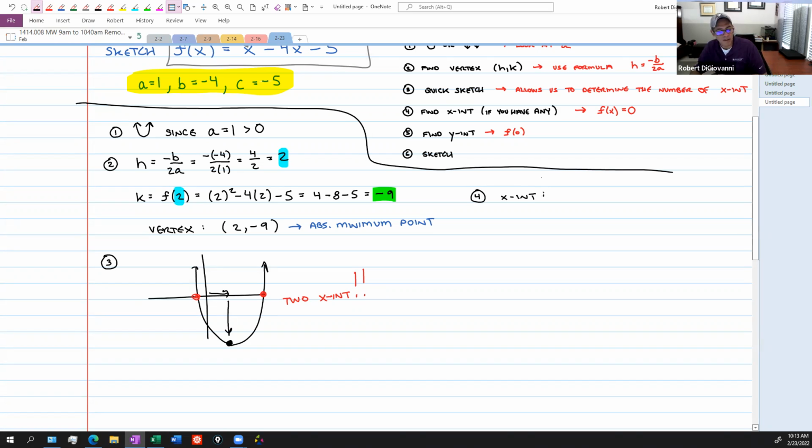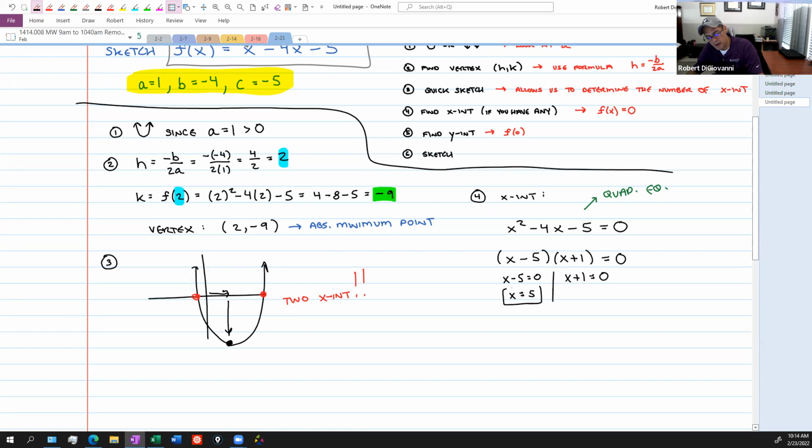All right, so I'm going to set the function equal to 0. So I go to the original function x squared minus 4x minus 5 equals 0. Okay, so now I have choices, right? Because this right here is a quadratic equation. I'm going to factor this because it does factor. This factors to be x minus 5 times x plus 1. And then if I set each of those equal to 0, I get 2 solutions, positive 5 and negative 1.